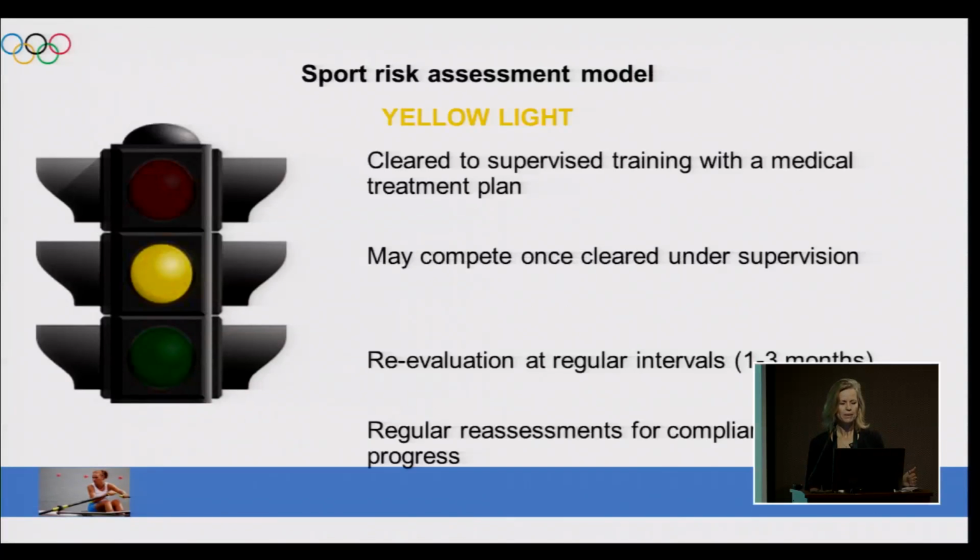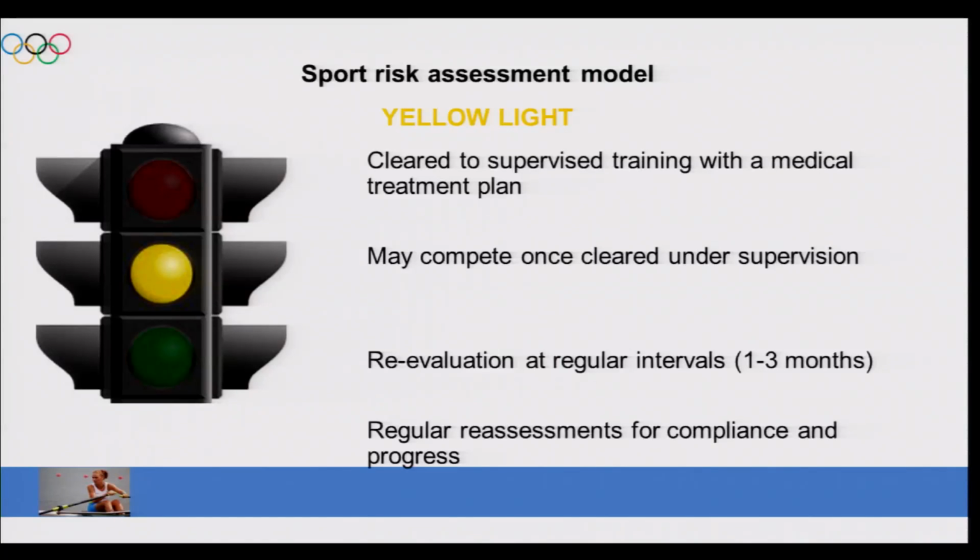The bulk of the athletes affected by this, we hope, will be in the yellow light region, where they can train with a supervised medical treatment plan. If they can compete, if they've been cleared, but only under medical supervision, we recommend regular reevaluation. And we've put a time frame of 1 to 3 months because we want people to know that this isn't an entity where we expect big changes in a week.